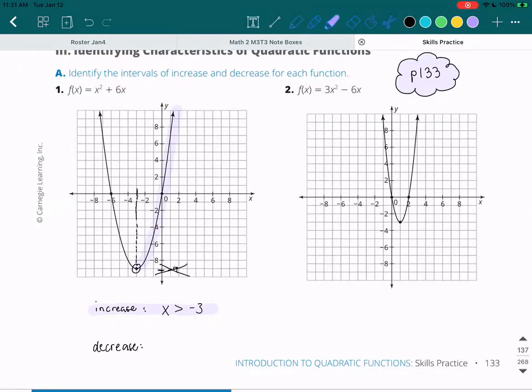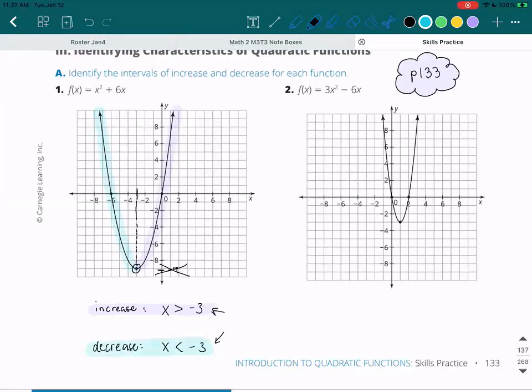Let's use a different color to highlight. The decrease is when you read it from left to right, you're going down, down, down, and it stops right there at our vertex. So that's going to be x is less than -3 because it's everything to the left of -3. Once again, it should be the same number. If you had -3 as this number, it should be -3 here as well. It's the same number because it stops and ends at that exact same x value.